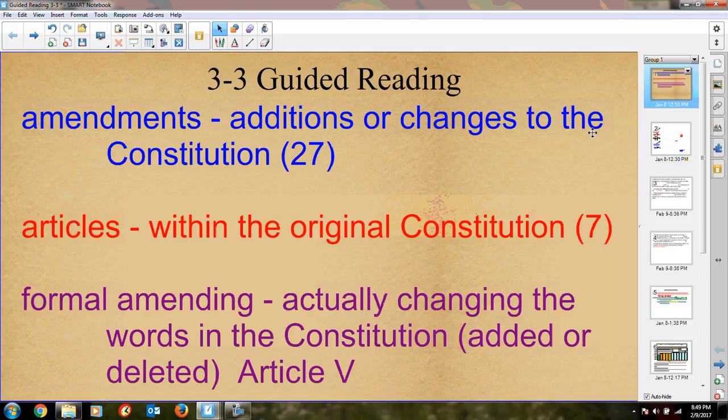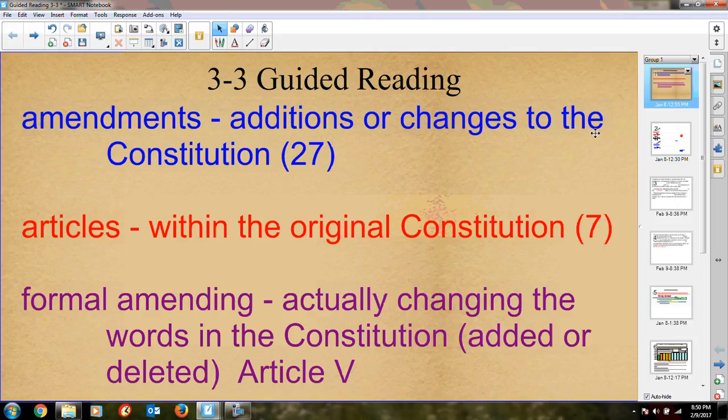When we're talking about amendments versus articles, we're talking about the additions or changes to the Constitution, and there are 27 of them. Originally, there were 7 articles. Yes, they both start with A. I'm sorry about that. But the amendments are the additions, those things that came later. When we are talking about formally amending the Constitution, we are talking about actually changing the words in the Constitution, adding them, but also deleting them. And all of them were done in Article 5.